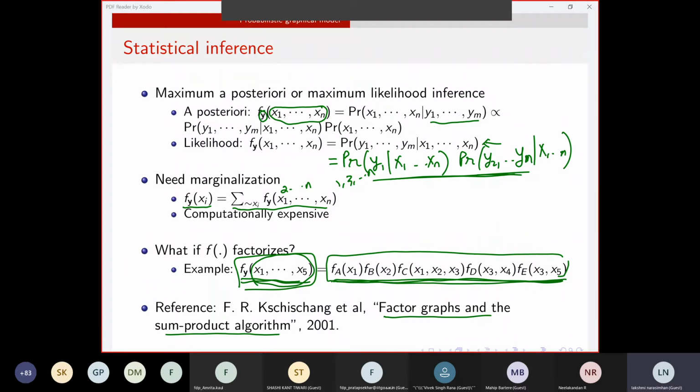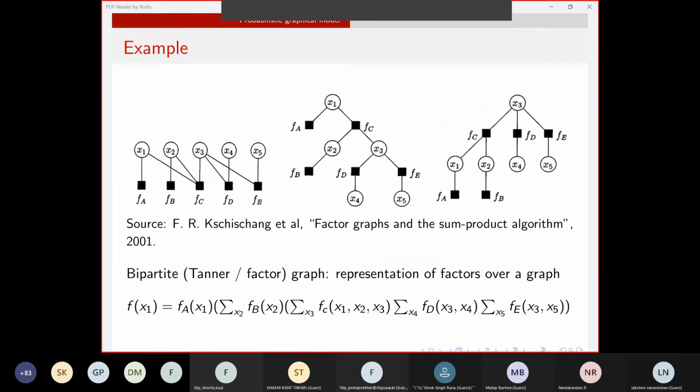So the objective function is factorized into some set of functions, and how these functions are connected to the variables, that relationship is what we use to construct a factor graph. So in this case, this is a factor graph that represents the relationship between the variables and the individual functions. This kind of factor graph is called a bipartite graph or a Tanner graph.